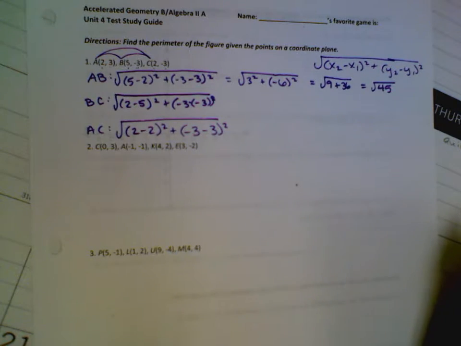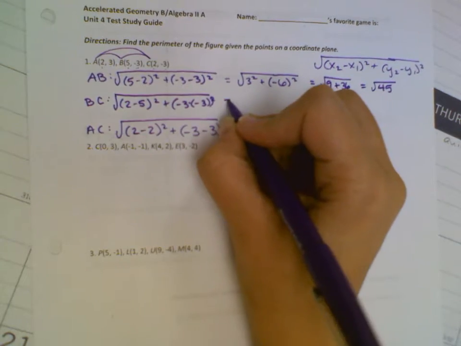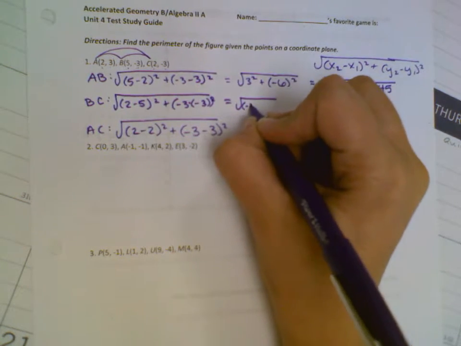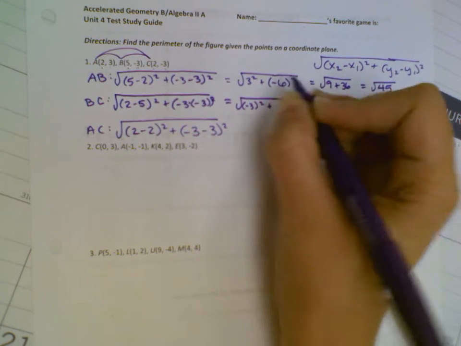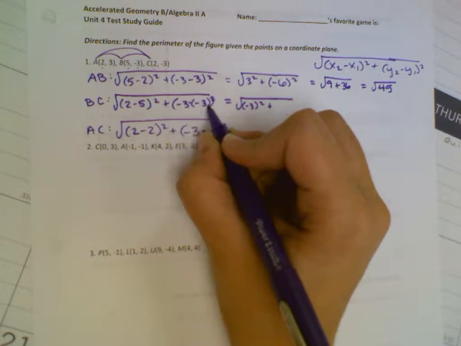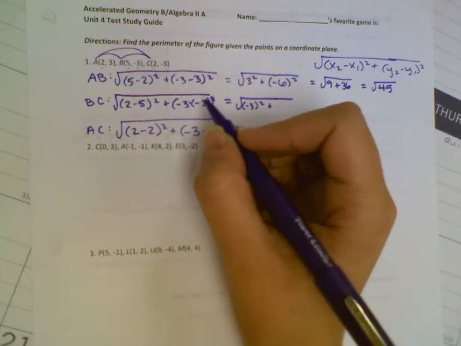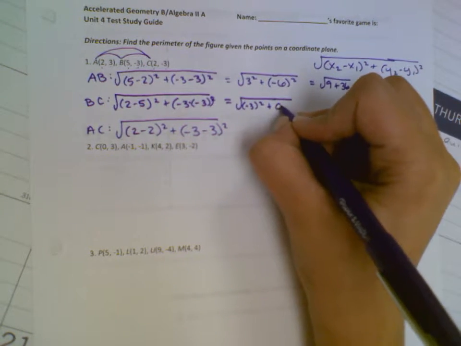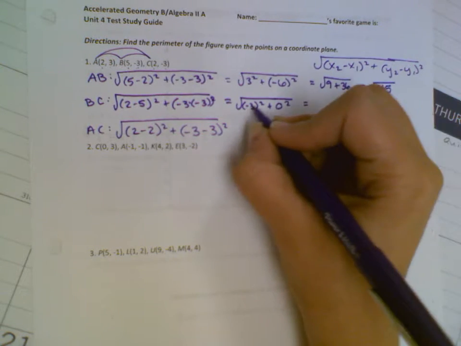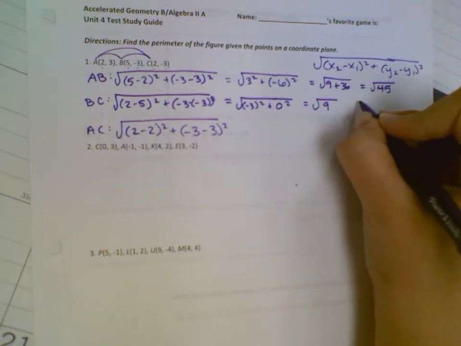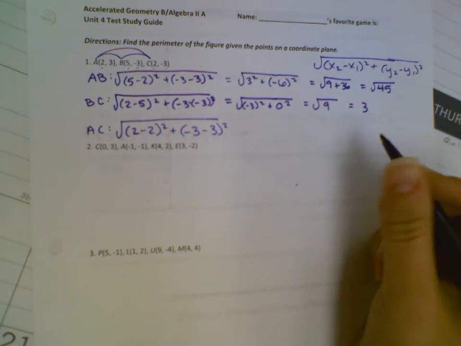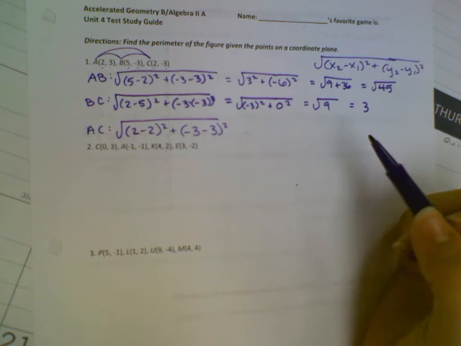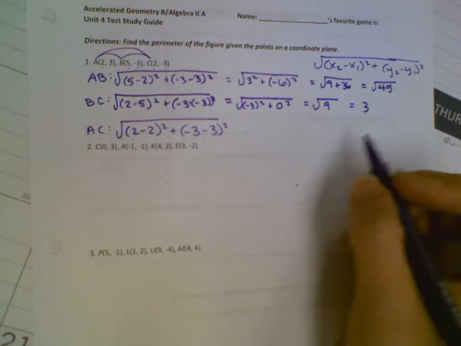and I'll come back and simplify that in just a moment. Looking at BC, 2 minus 5 gives me negative 3 squared plus negative 3 minus negative 3. Those two negatives together create a positive, so negative 3 plus 3 is 0 squared. Negative 3 squared is 9, and the square root of 9 is 3. The reason it's not plus or minus 3 is because the distance between BC is not going to be a negative 3.